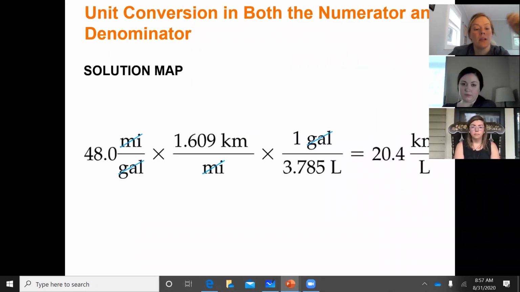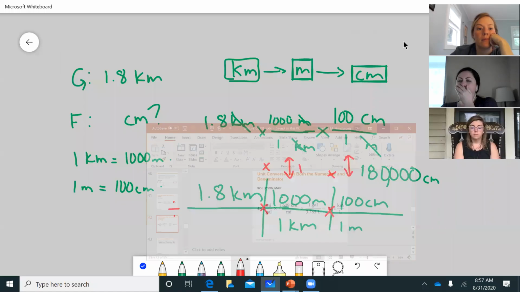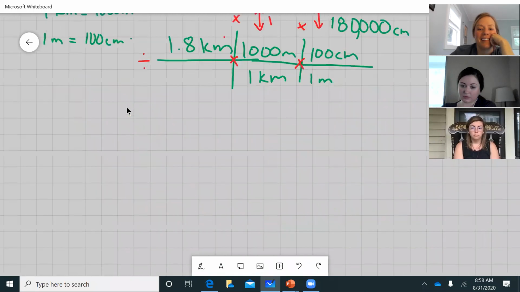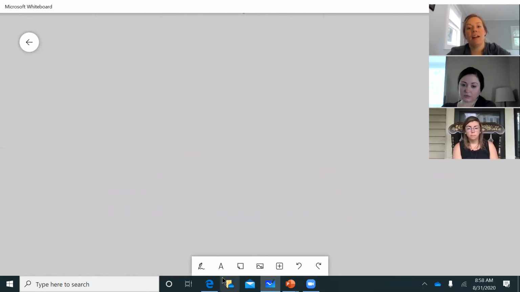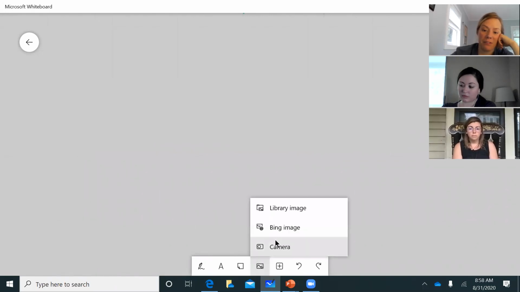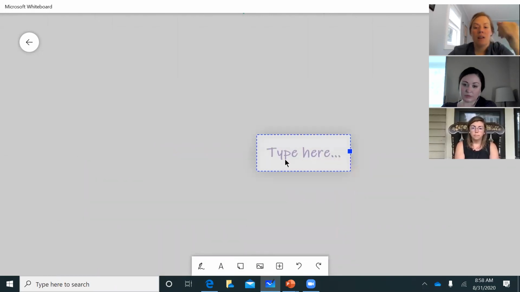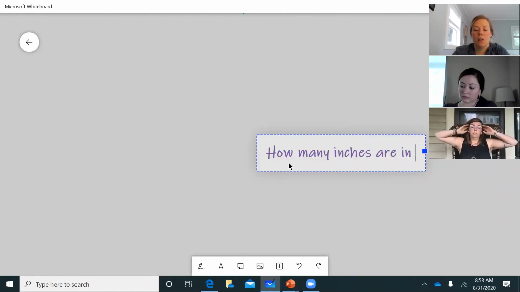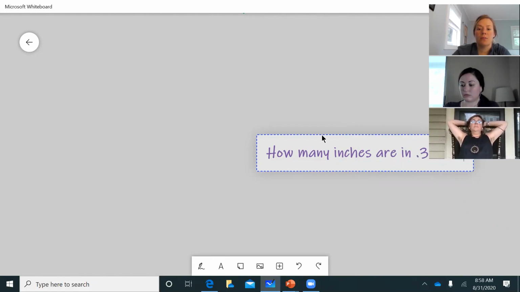All right, so let's do a multi-step problem. I'll write it as a true word problem so that you have to pick it out. How many inches are in 0.305 kilometers?